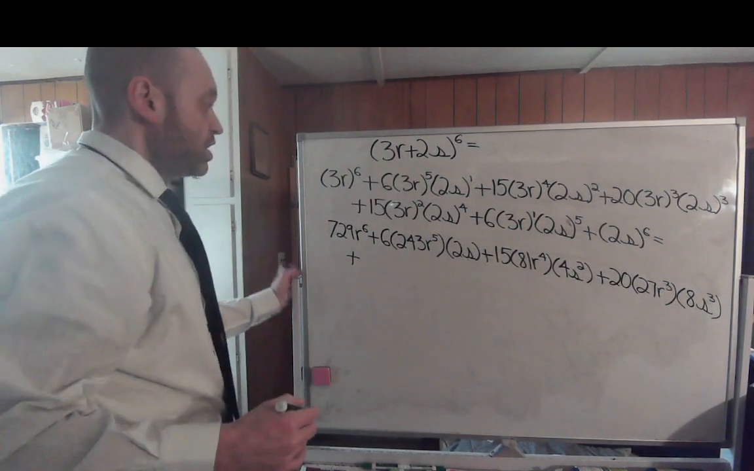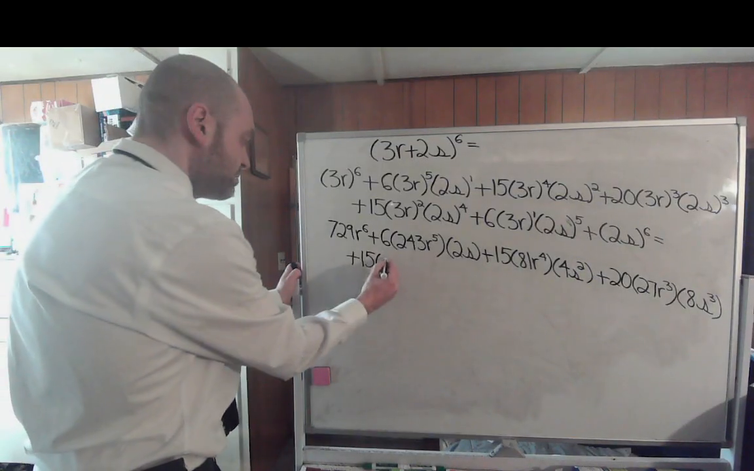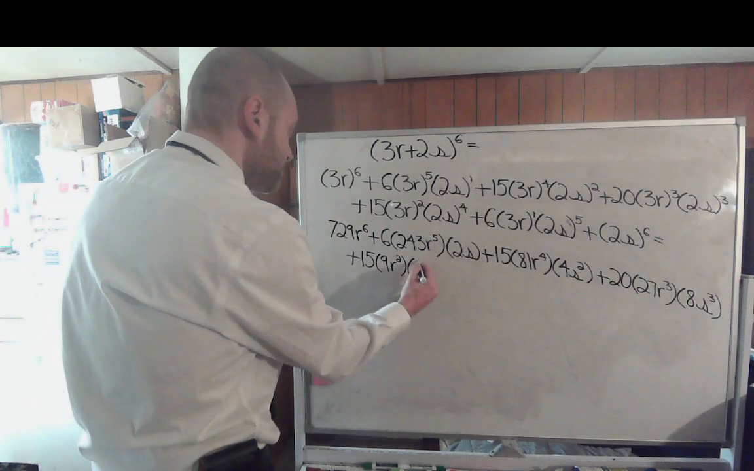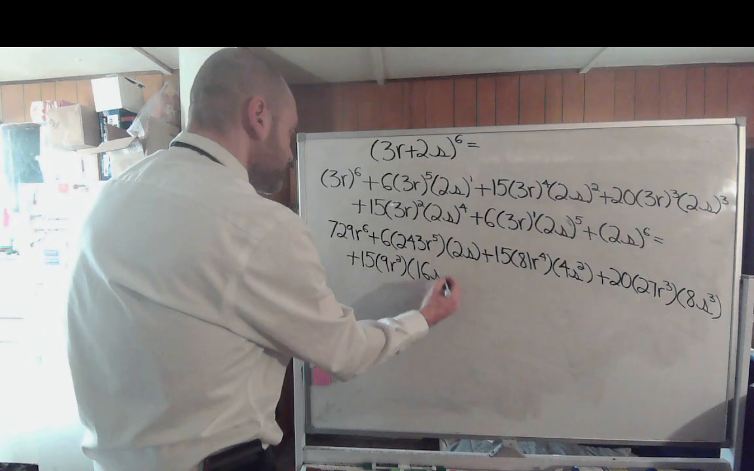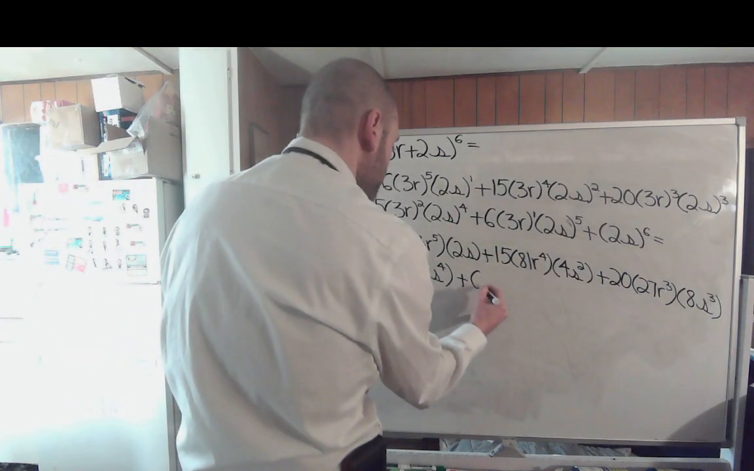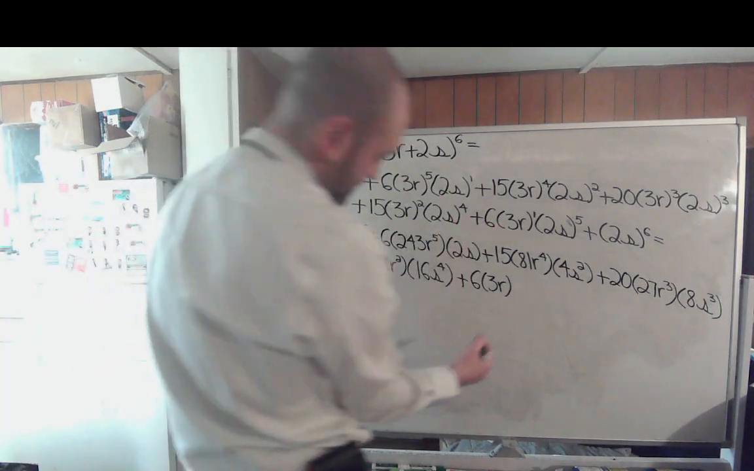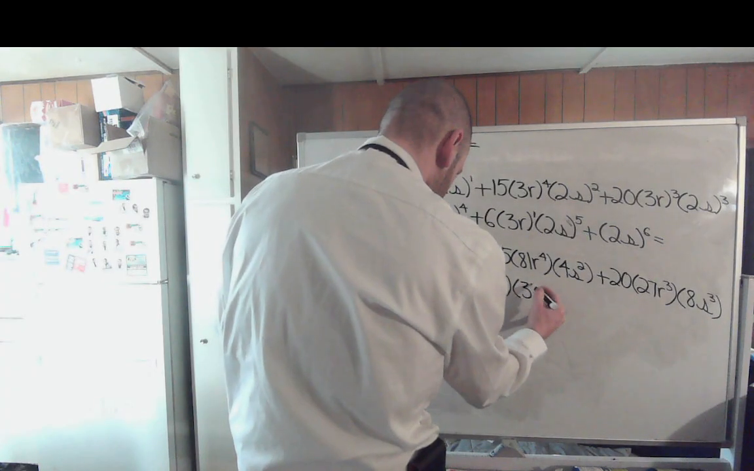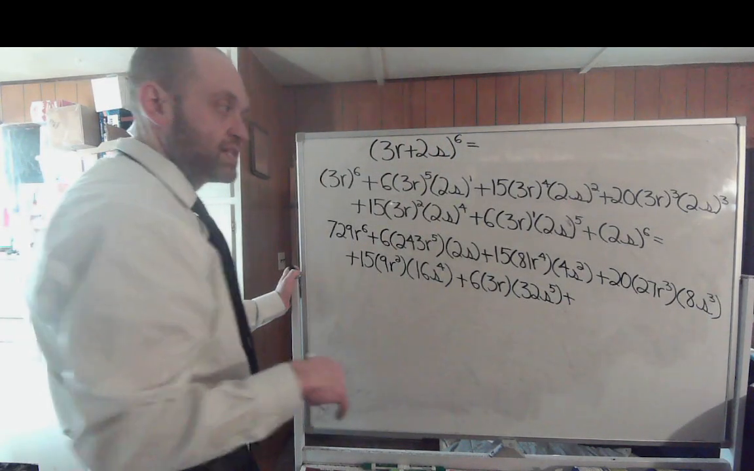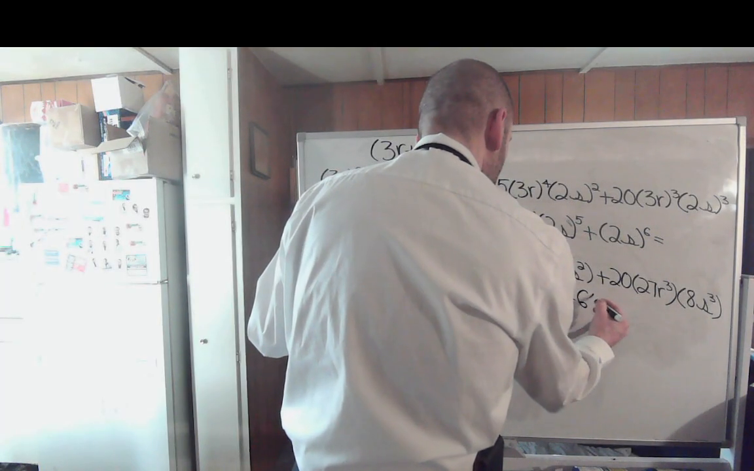plus 15 times 3r squared, that'd be 9r squared, times 2s to the fourth, that would end up being 16s to the fourth, plus 6 times 3r to the first, which is just 3r, times 2s to the fifth, so that would be 32s to the fifth, plus your last term, that 2s to the sixth, that's going to end up being 64s to the sixth.